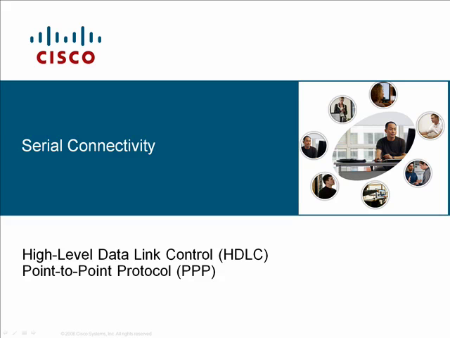Welcome. This video will explore point-to-point communication links and their function in providing access to the WAN. WAN communication involves the first two layers of the OSI model. At layer 1, we will examine the advantages of serial communication over parallel communication.